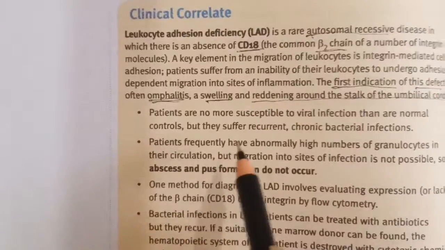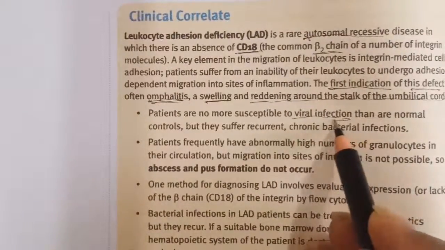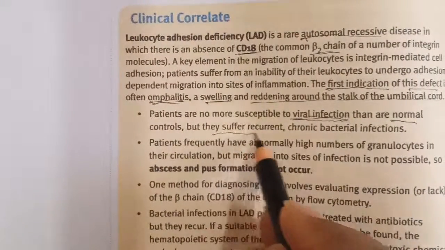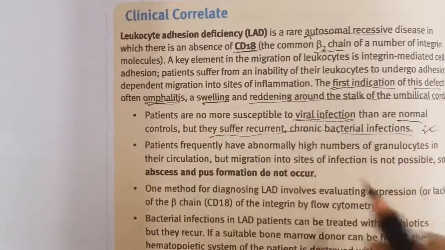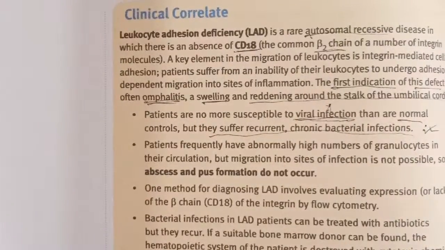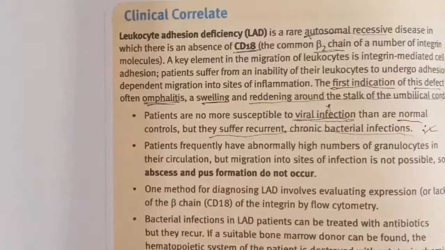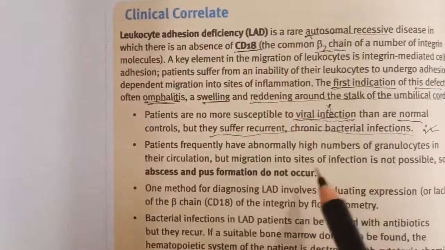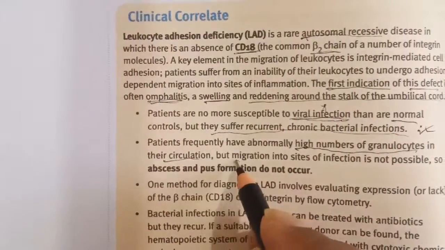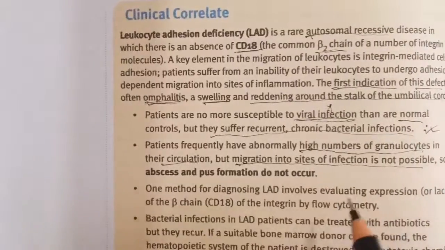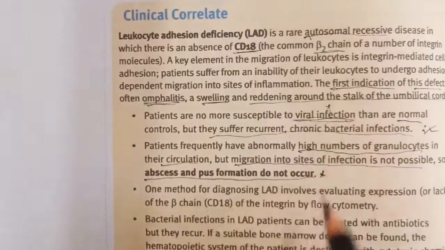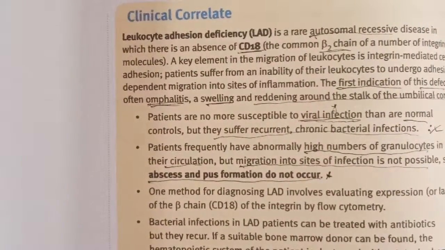The patients are no more susceptible to viral infection than normal controls, but they suffer recurrent chronic bacterial infections. So with leukocyte adhesion deficiency, you have no viral infection, but you will have chronic bacterial infections. They have a high number of granulocytes in their circulation, but migration into the sites of infection is not possible. So abscess and pus formation do not occur. Very, very important. You won't have any formation of abscess or pus.